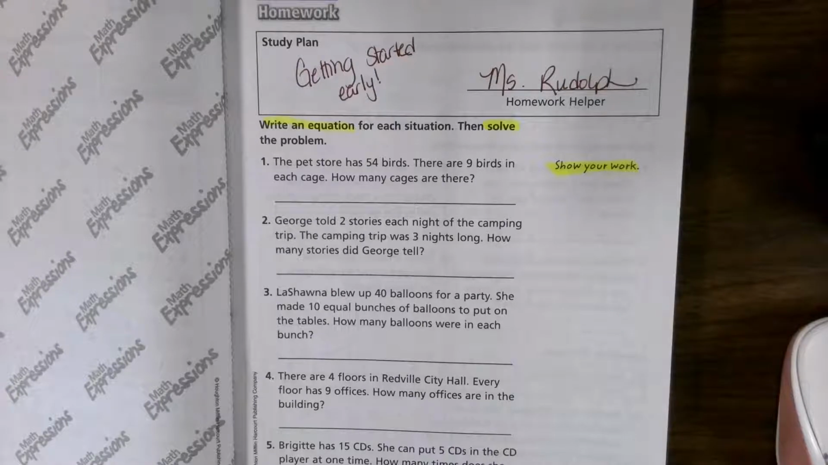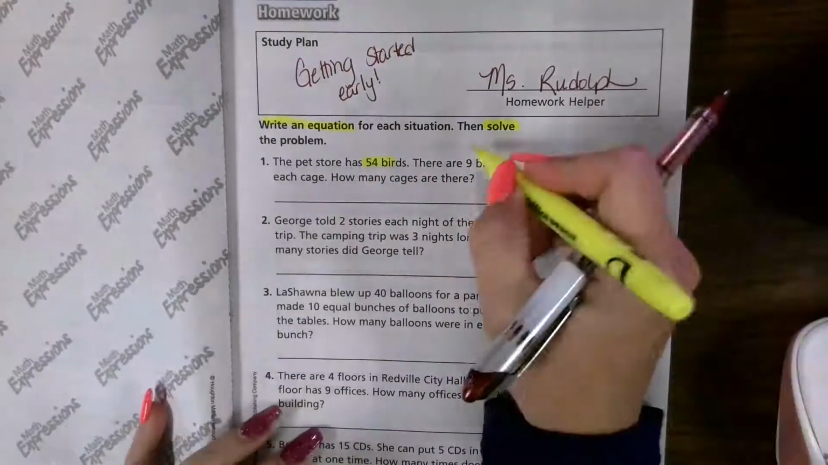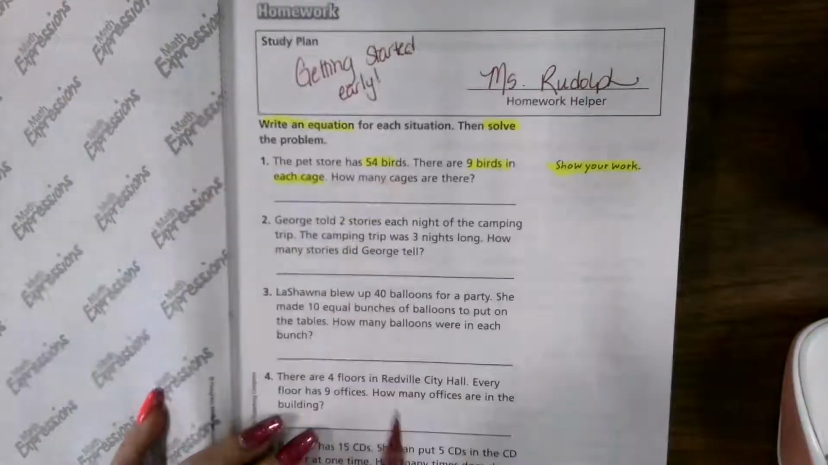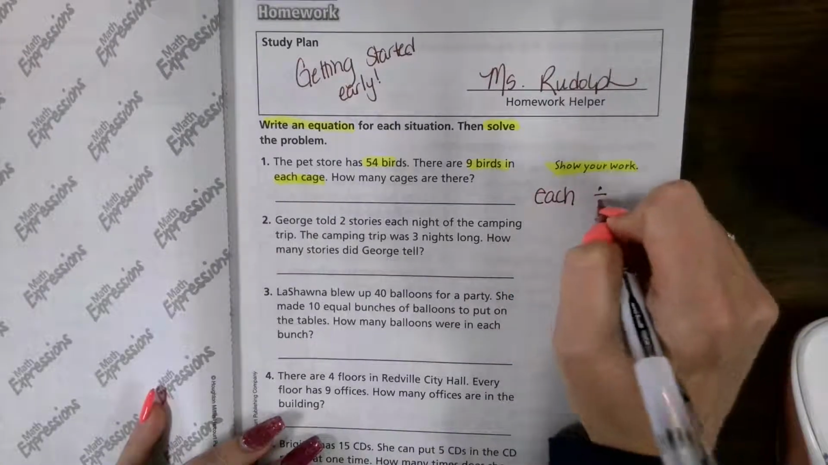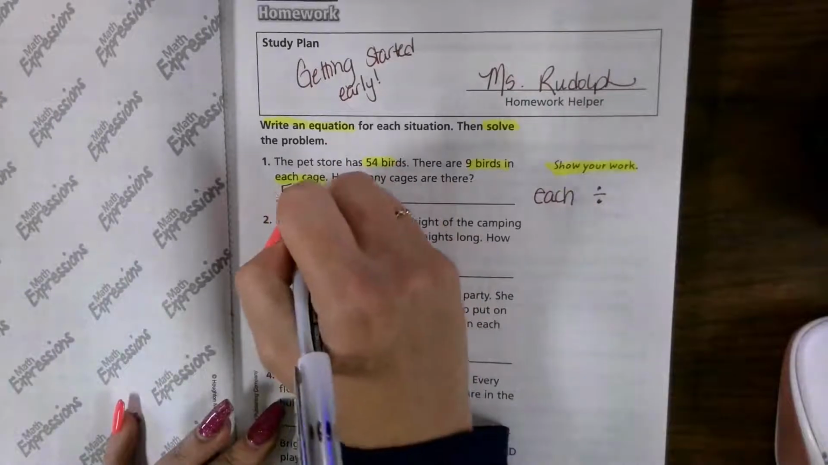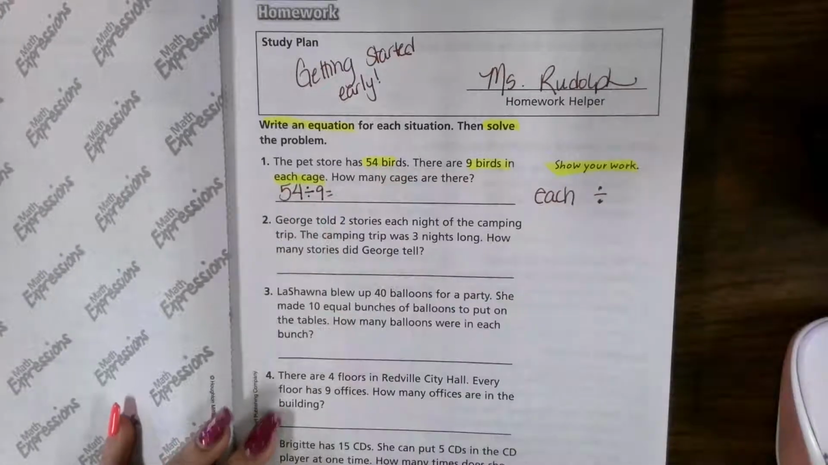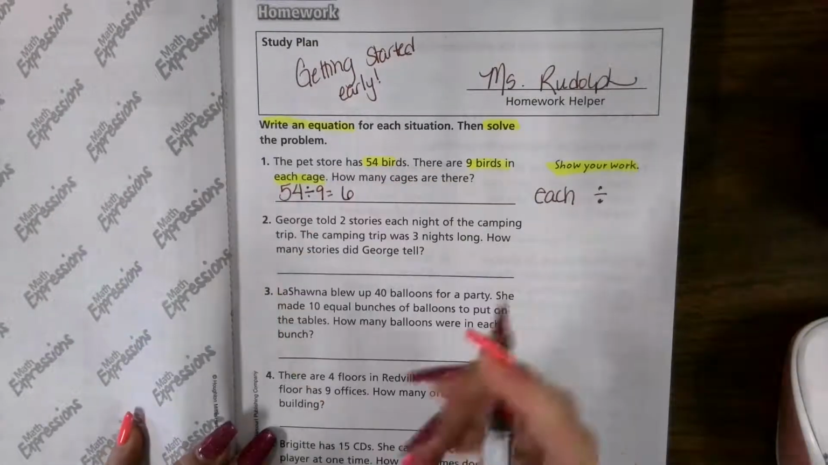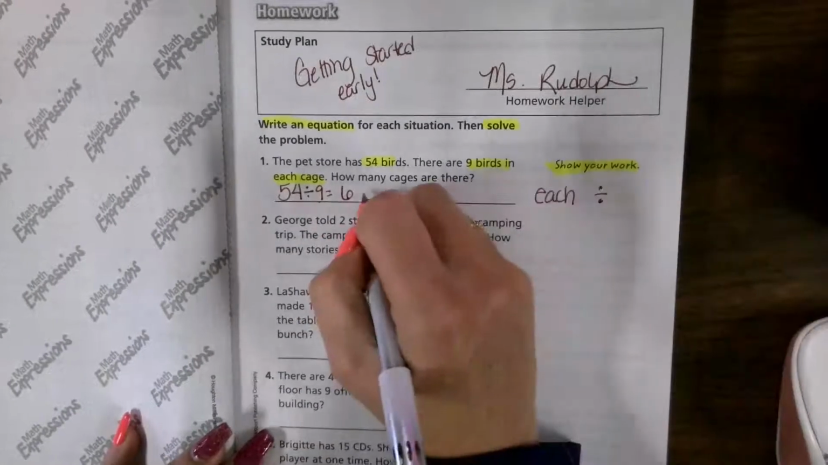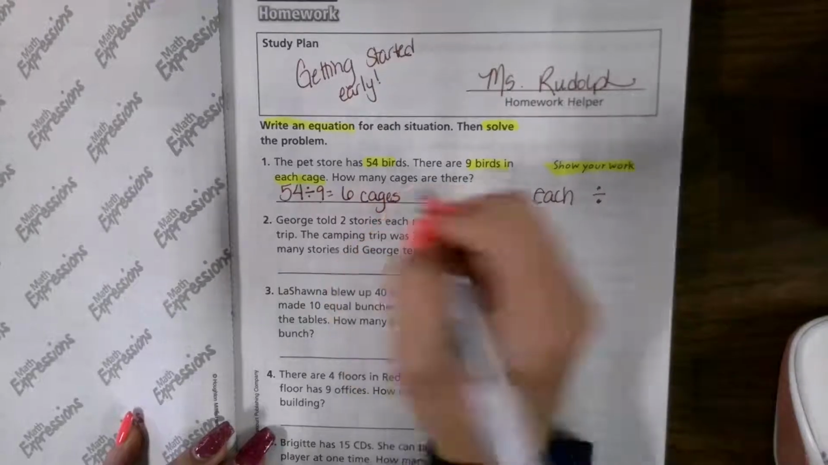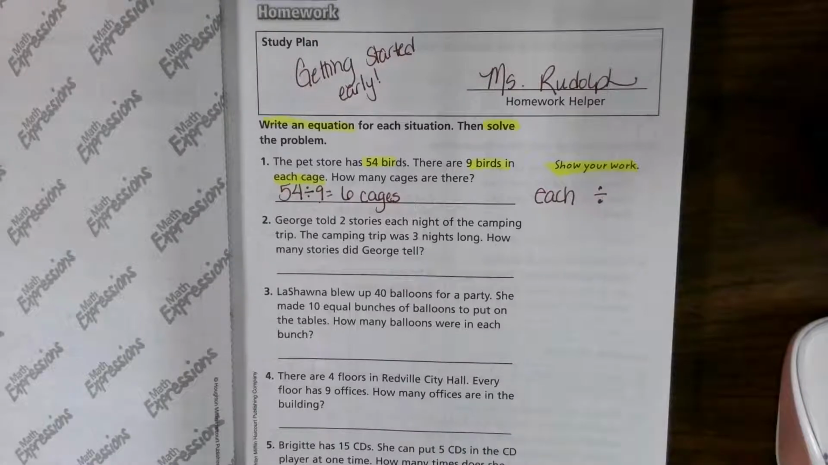So number 1 says the pet store has 54 birds. There are 9 birds in each cage. Whenever we see the word each, that almost always means that we are going to divide. So we're going to say 54 divided by 9, and I know that 54 divided by 9 would be 6, because I also know that 6 times 9 gives me 54, right? And then you guys are so good about remembering to put the labels like the book had taught us to do in 2nd grade. So 6 cages, there are 6 cages, right?